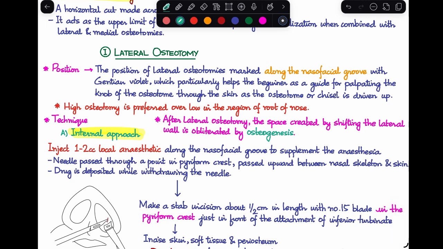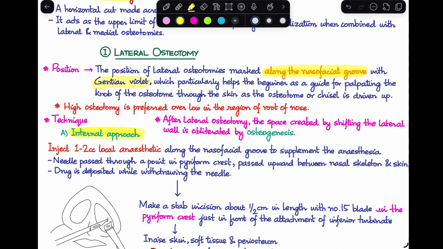So in lateral osteotomy, first of all, let's know where we are giving the lateral osteotomy. The position is usually marked along the nasofacial groove with the help of gentian violet. Now gentian violet will particularly help beginners, and it will act as a guide for you to palpate the knob of the osteotome through the skin as you move the osteotome or chisel up as you perform the osteotomy. So gentian violet can act as a marker to guide you along the right path. So this is the position of lateral osteotomy.